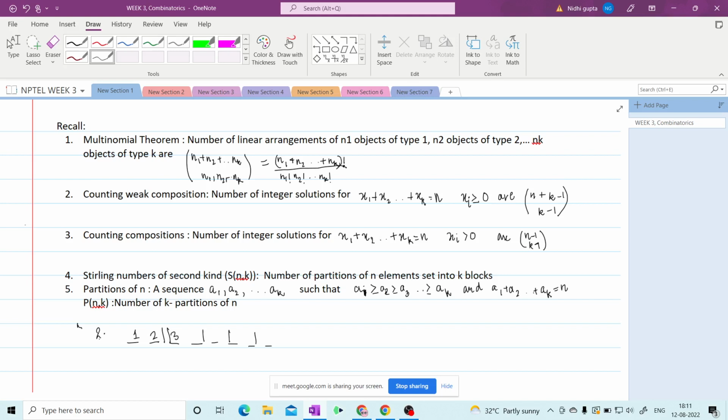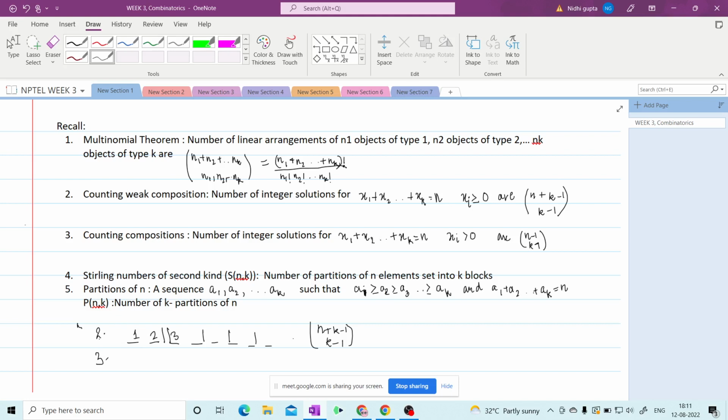How many lines will we have to put? We have k people, so we have to put k minus 1 lines. So we have n objects and we have to put k minus 1 lines. So we have n plus k minus 1 positions, and we have to choose k minus 1 positions to show where the distribution for a particular person ends. Hence this will be just n plus k minus 1 choose k minus 1.